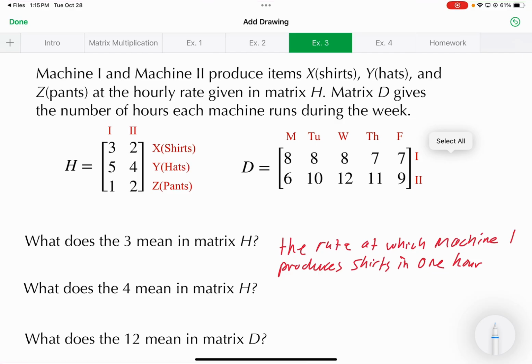All right, what does the 4 mean in matrix H? So we've got a 4. It looks like it's underneath the column for 2 with hats. What does that mean?